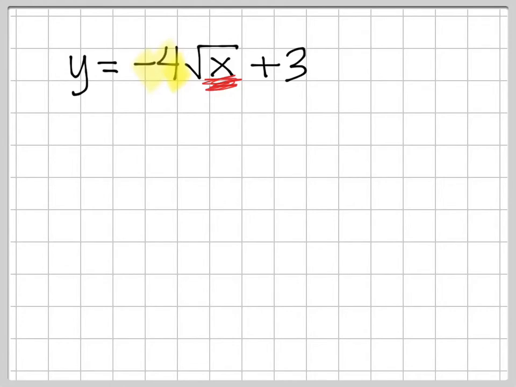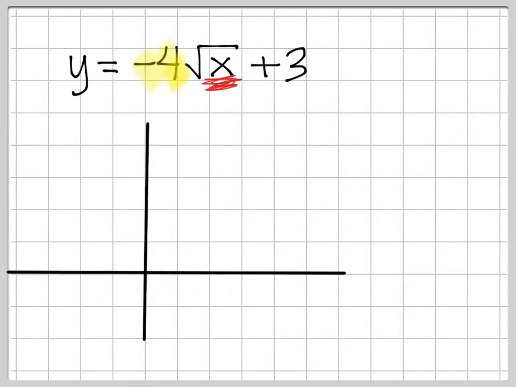So let's say that we were starting from scratch. I know we had descriptions that we created this from. But that 4 tells you that you're stretching it up 4, right? And the negative tells you you're reflecting it down. So my original graph of square root of x looked like this. It goes through 0, 0, and 1, 1, and it looked like that half of a parabola. That's what it looked like.